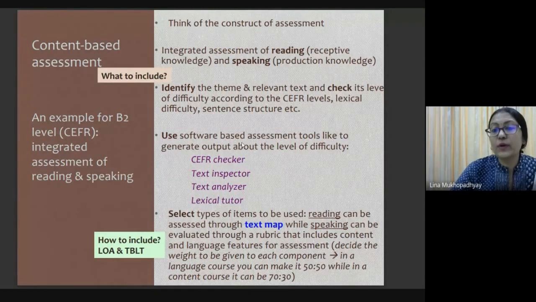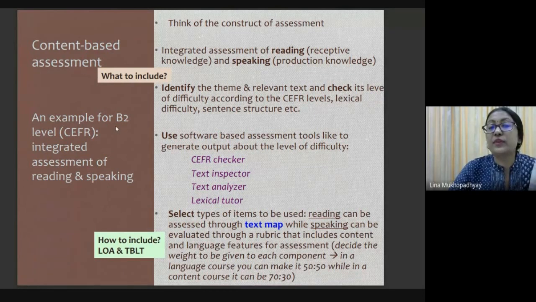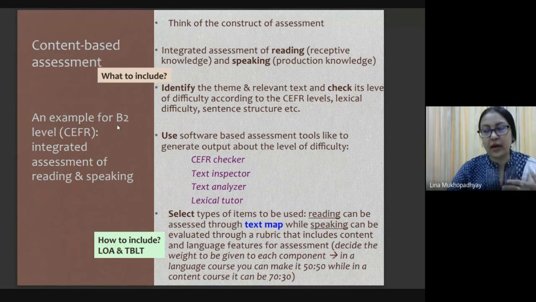Okay, and give you an indication where the text stands in terms of difficulty. So I have used CEFR checker, for example, to identify the level of difficulty of the text that I have used in my assessment. Okay, and that's how I have understood that it is from the B2 level.